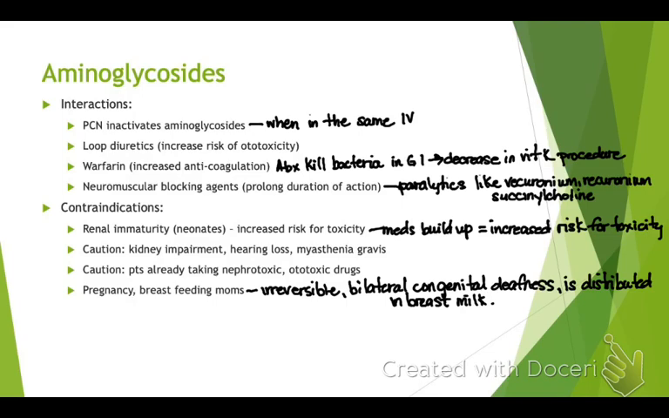Neuromuscular blocking agents have a prolonged duration of action. It acts like a paralytic. So you have agents like rocuronium and succinylcholine. Those are all part of the neuromuscular blocking agents.